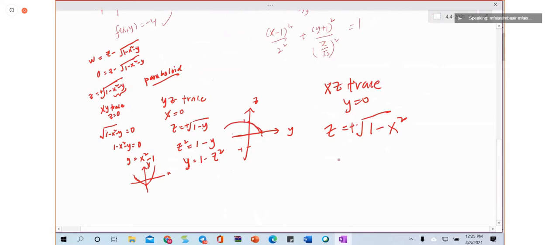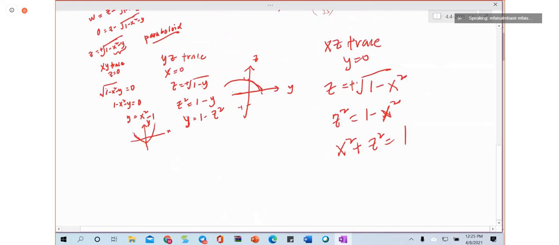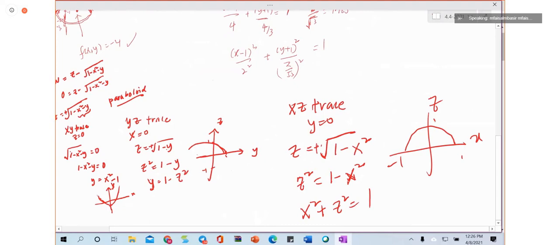Okay, for this, z squared and minus x squared, and then squared. And then what, this x squared plus z squared equals 1. So this is a circle, right? We did this one. But remember, we want only the positive one. So we have zx, only this part. Negative 1, 1, 1.